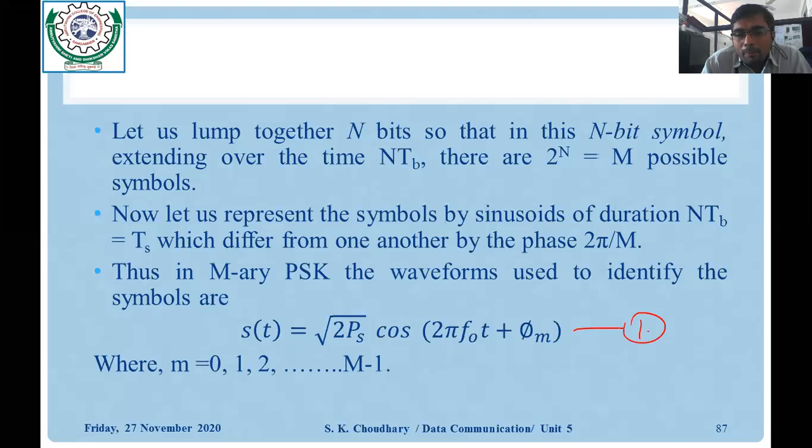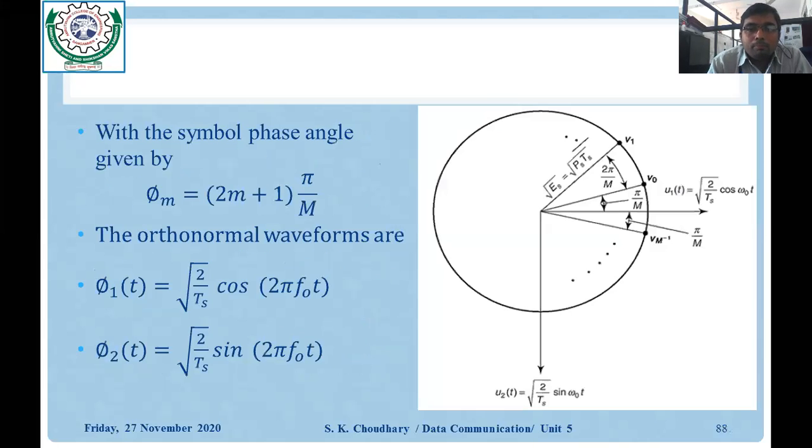Okay, so there is a phase shift of phi m here. What is phi m actually? It is (2m plus 1) pi upon capital M. So the symbol phase angle is given by the equation phi m is equal to (2m plus 1) pi upon capital M, where m is 0 to M minus 1, and this capital M is 2 raised to power n.